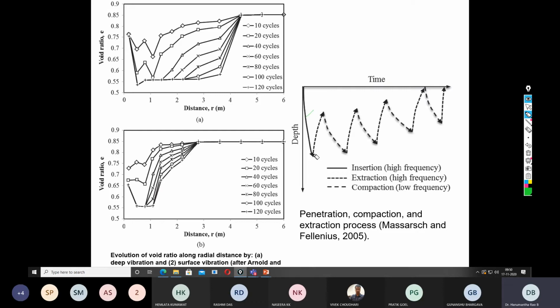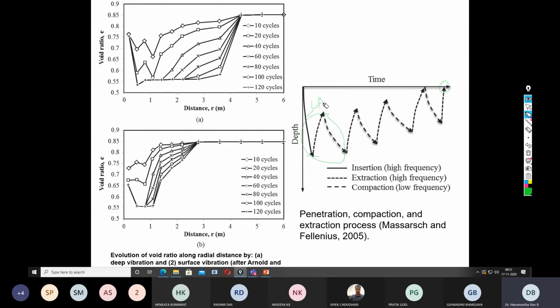Then we extract the probe. But during the extraction, there is a compaction. So there is an insertion, there is an extraction, and there is a compaction. These are the three fundamental steps involved in any vibroflotation technique. So we inserted to the bottom and we ended up at the top. Each represents one cycle or one lift.